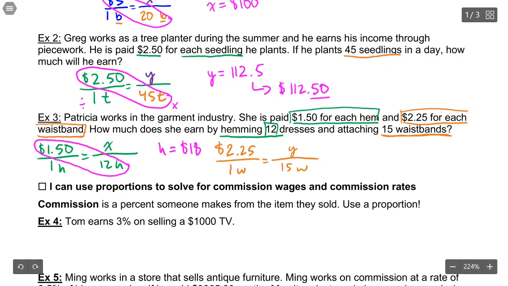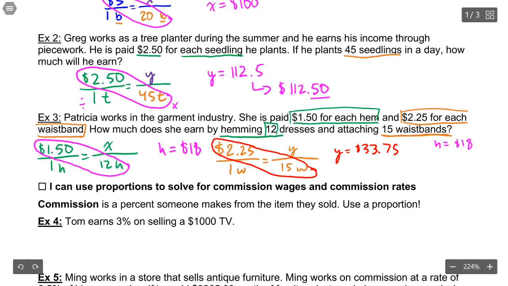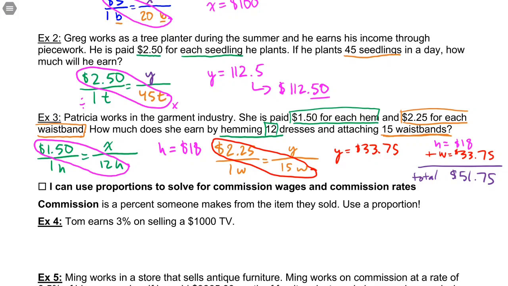So now let's cross multiply and divide as usual. And 15 times 2.25 is 33.75. So her total is going to be her hems plus her waistbands. And her waistbands is 33.75. And that gives us her total pay. Add those 2 together, and you get $51.75. So that's piecework. Piecework is a slice of cake.